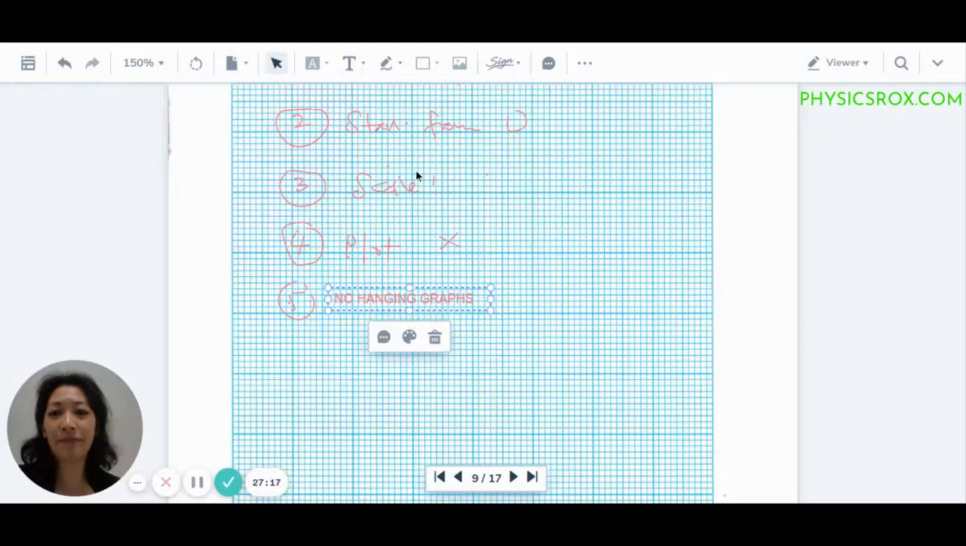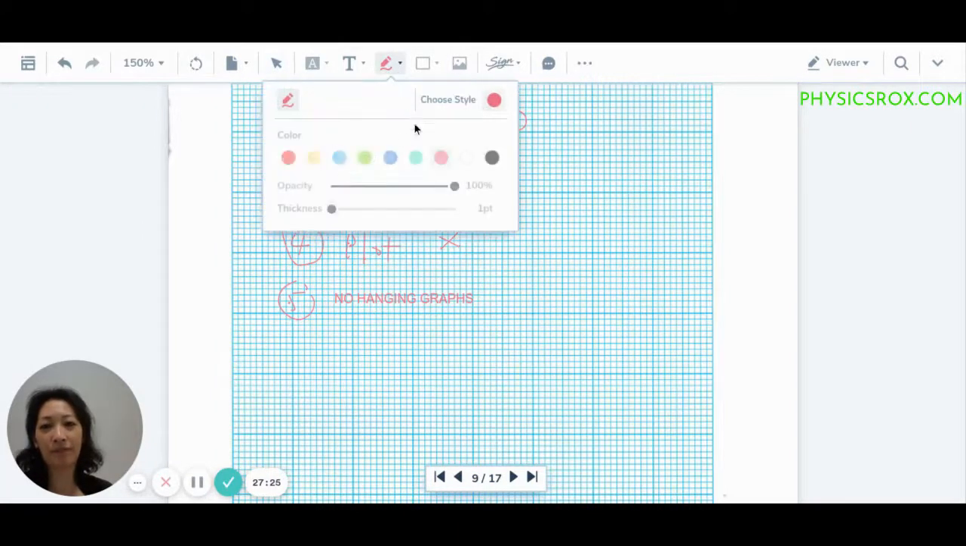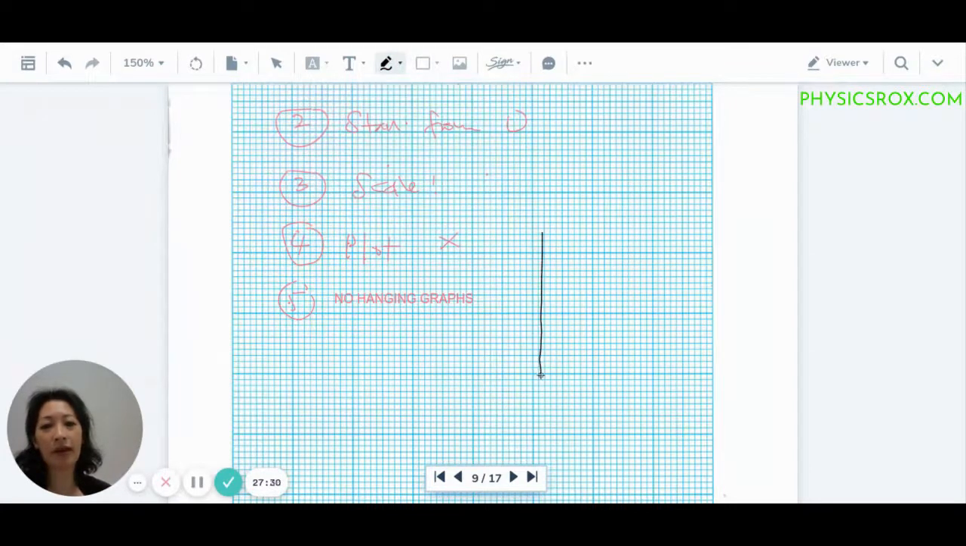Yeah, I can make this bigger. Okay, never mind. Let's just go with this first. So remember, no hanging graphs. Now, what we mean by hanging graphs is this. If you have a graph, let's use a different color. Let's hope this shows up. If you have a graph which is floating in the middle, that's a hanging graph. So no hanging graphs, please.